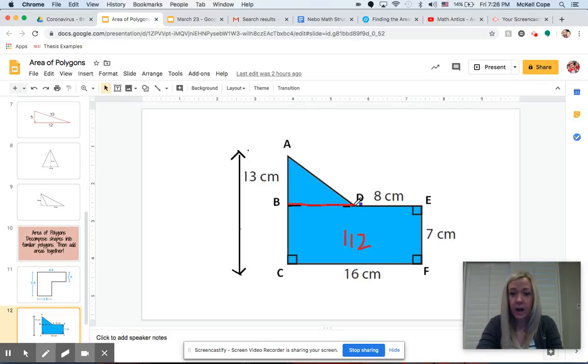I have to figure out or ask myself, what is the rest of this line going to be to equal a grand total of 16? And that is going to be 8, because 8 plus 8 is 16. Okay, let's finish that up.